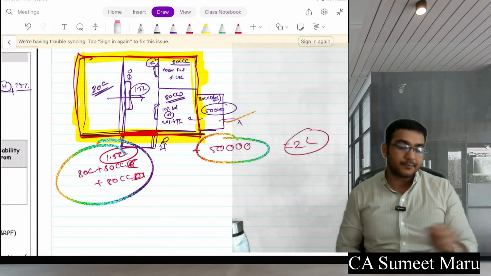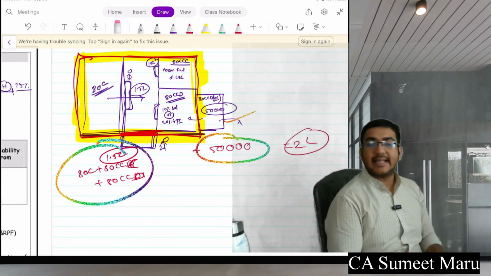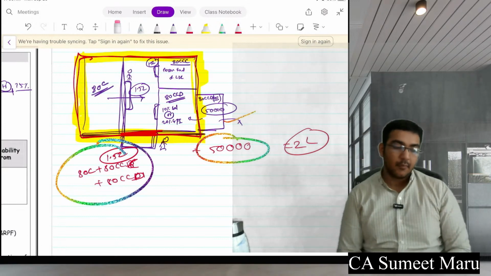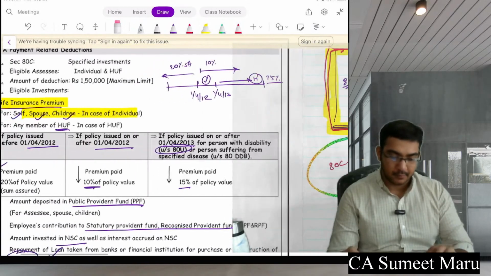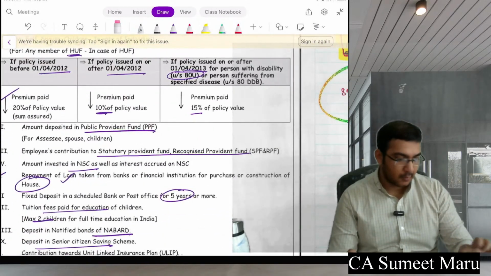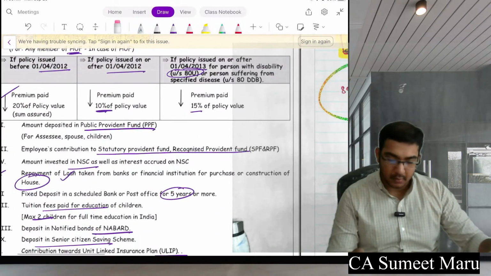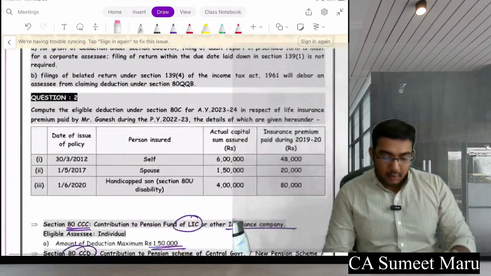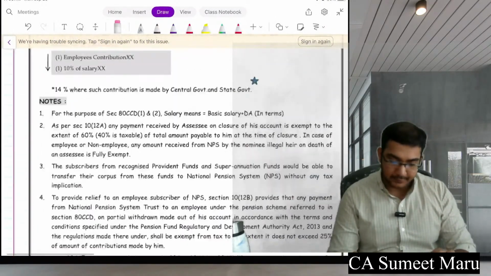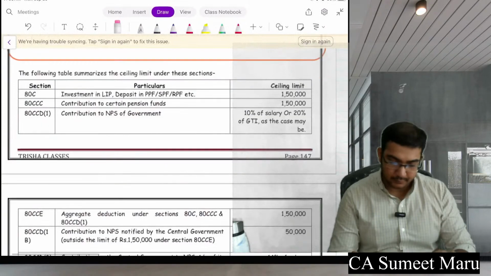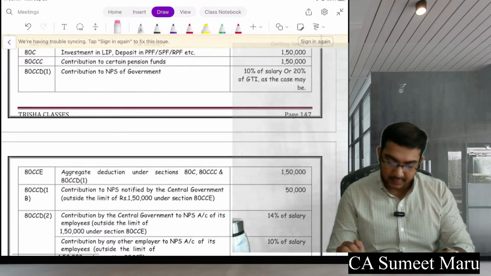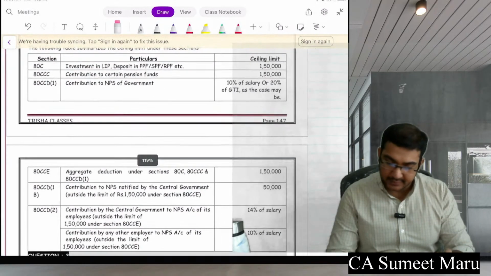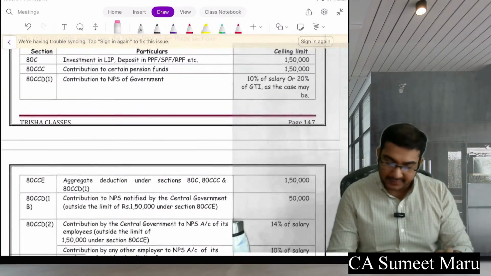Everyone clear? Will you remember 80C nicely? Okay. So see, here all the sections have been given in a summary. You can quickly take a screenshot of this, guys.